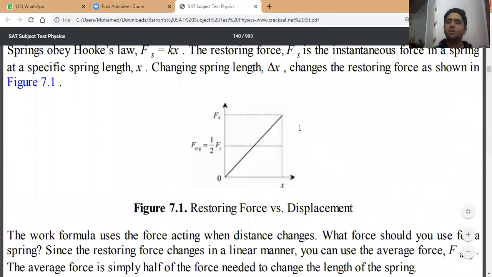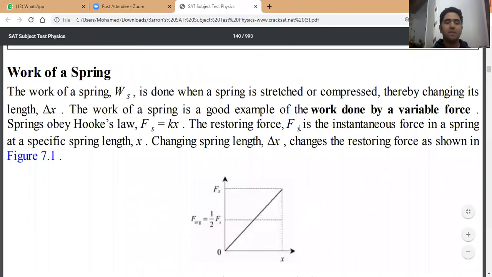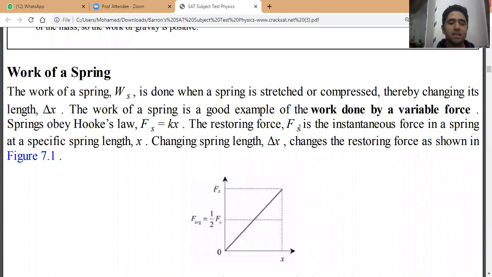Okay, so now we move on to a very important lesson. And this was one of the lessons that I had a very hard time understanding. So this is work of a spring. So try to focus mostly on what I'm saying, other than what the book is saying. The work of a spring is done when a spring is stretched or compressed. So the spring is exerting a force that counteracts your motion. So since it's doing a force, there has to be work, right?